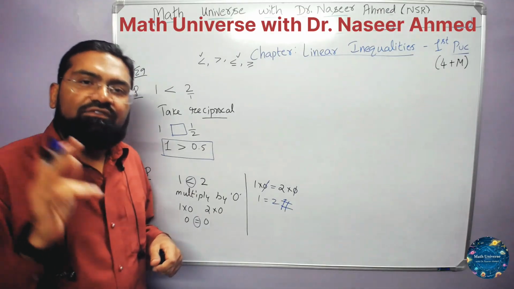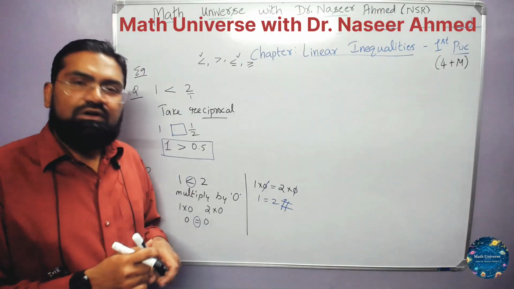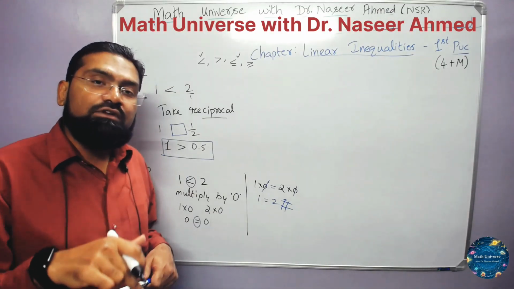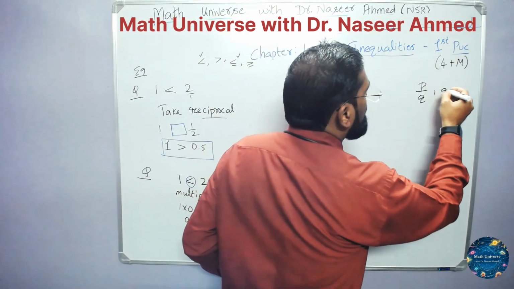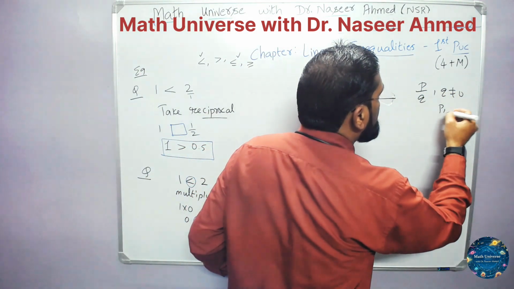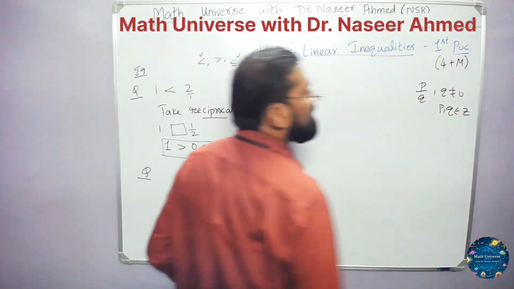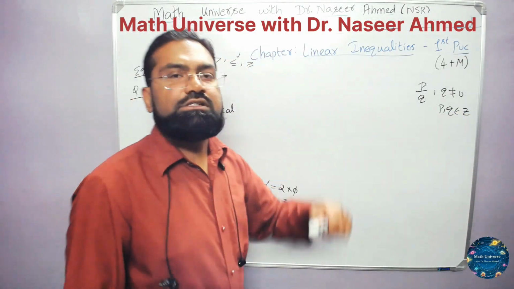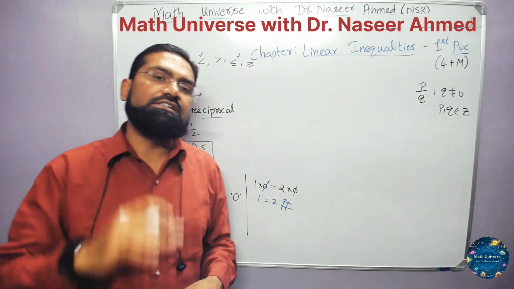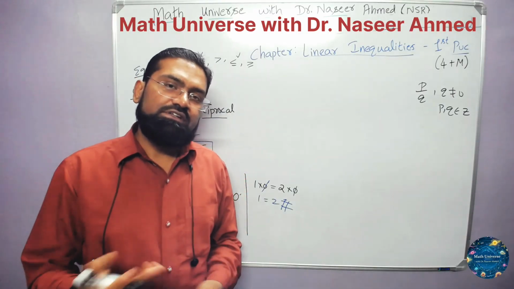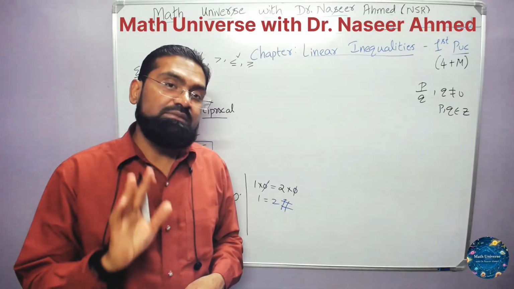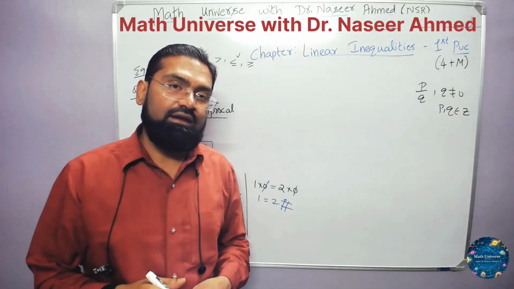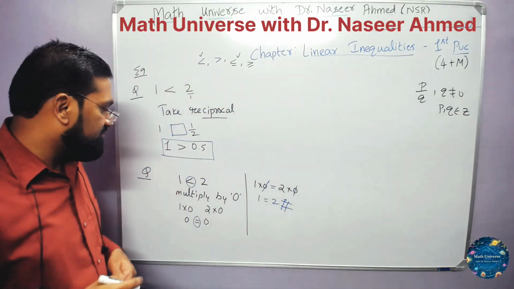For example, the definition of a rational number: any number of the form p by q, where q is not equal to 0. The denominator q should not be equal to 0. Both p and q are what? Integers. So the denominator is always non-zero. Even in functions we discuss this fact. If it is 0, it is undefined. And the 0 by 0 form we discuss in the limits and derivatives chapter. Okay? Understand.